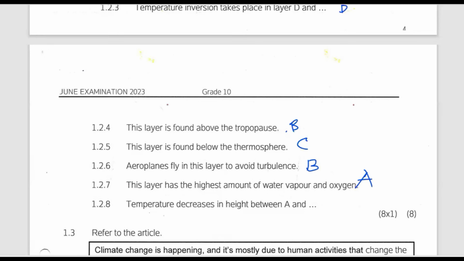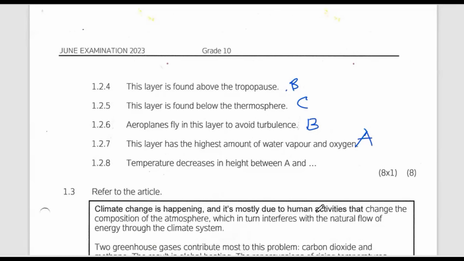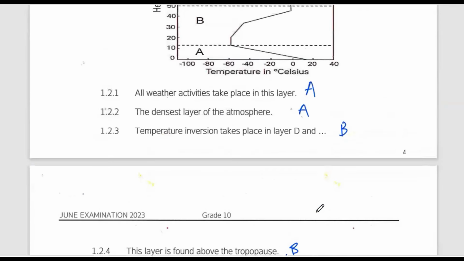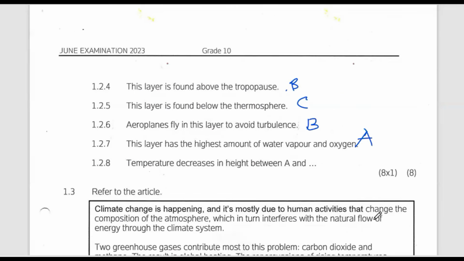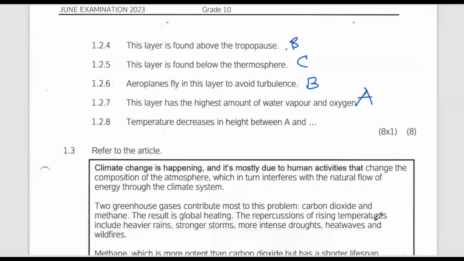Then lastly, temperature decreases with height. In A, we saw that the temperature profile here is negative. In which other layer do we have a negative profile? Here in C, you are seeing that the temperature is declining with height. So the correct response for that matter is our letter C. Those are the responses to question number 1.2.